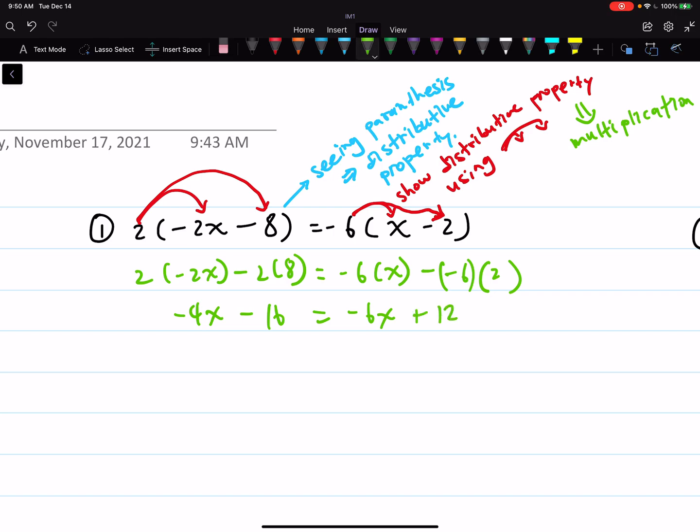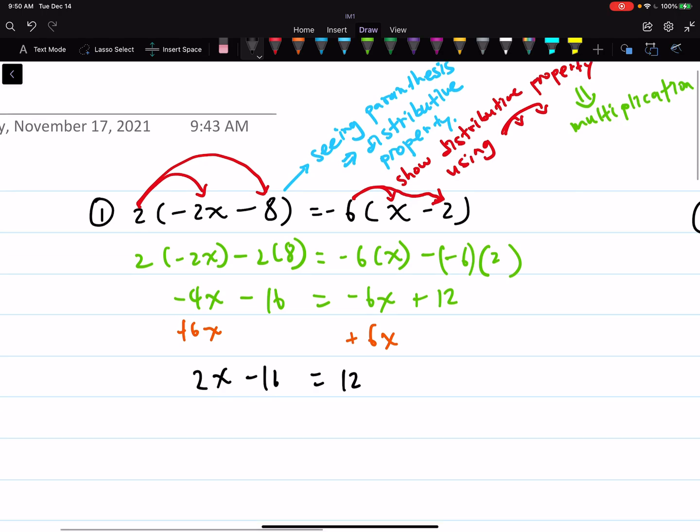Now, there's several ways to go about this. I'm just going to add this negative 6x, because if I add them together, I'll have a positive 2x. So I'm going to add 6x like this. Maybe I'll do orange, because I already used red. Plus 6x, plus 6x, and then negative 4x plus 6x is 2x. Minus 16 is equal to, this cancels out, negative 6x plus 6x is 0.